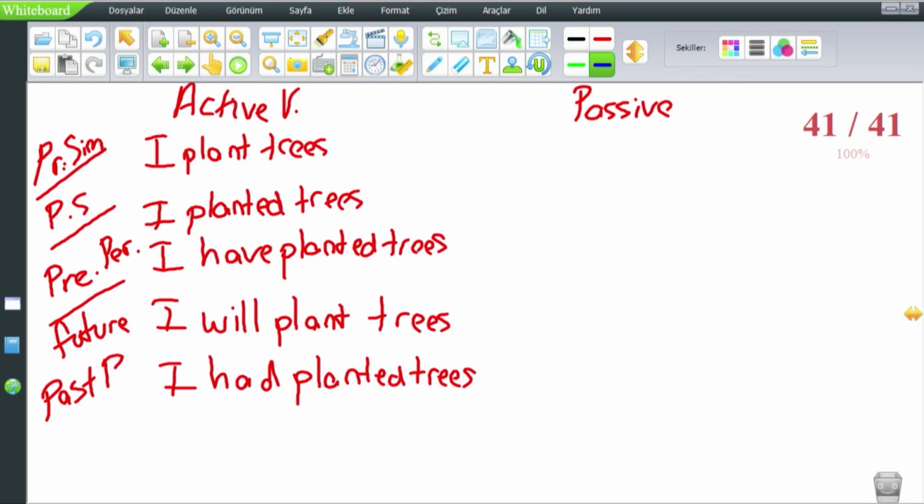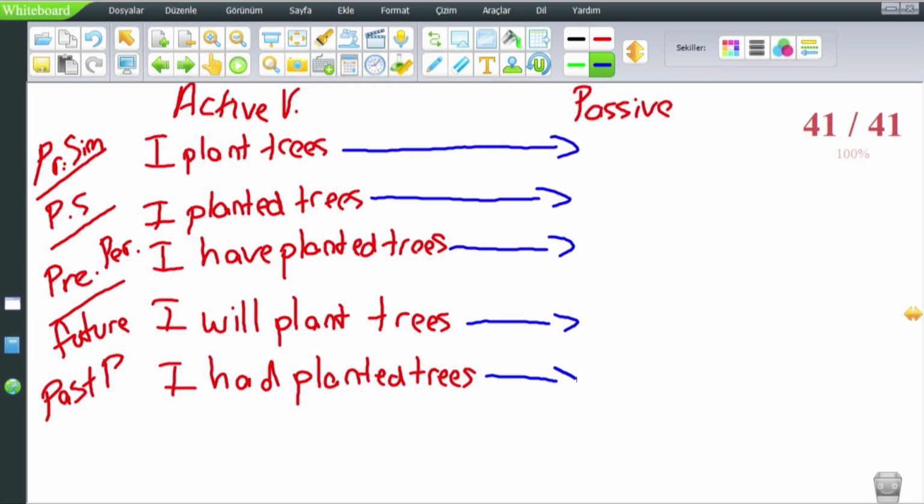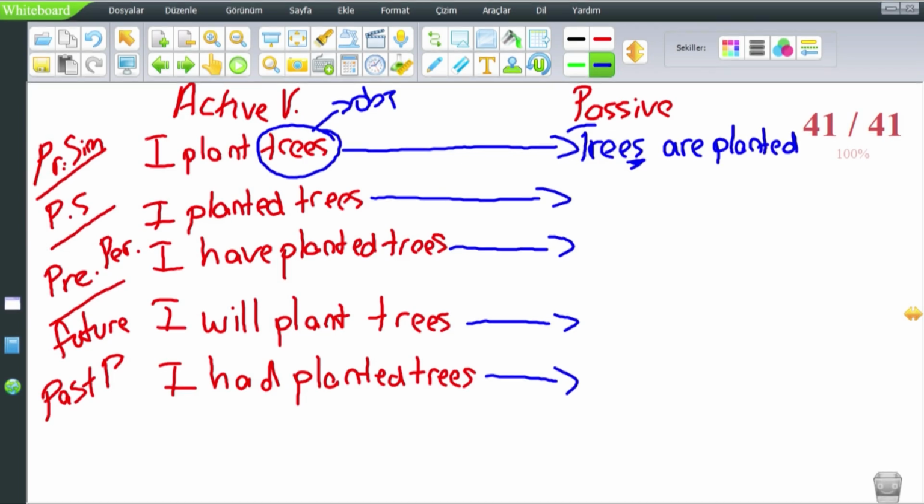Now I will rewrite these sentences in passive form. Looking at here, I can clearly see that my objects are trees in every sentence. It's plural. Trees are planted by me. You can add it, but you don't have to. If you want to, you should add it.